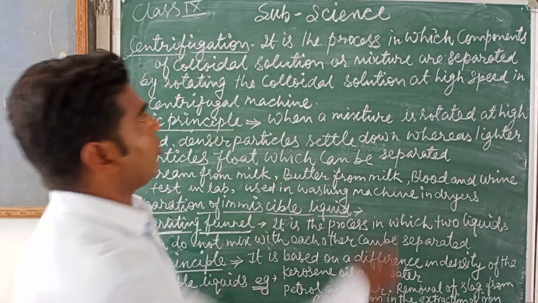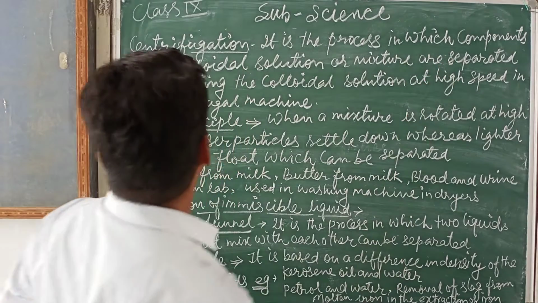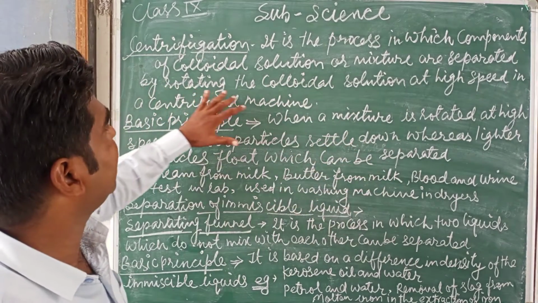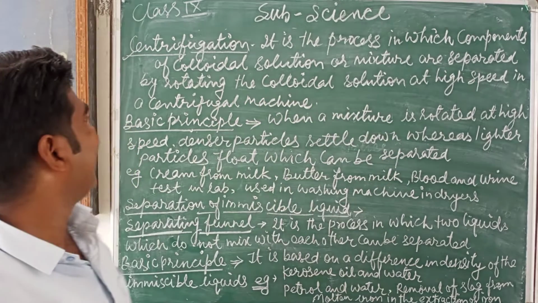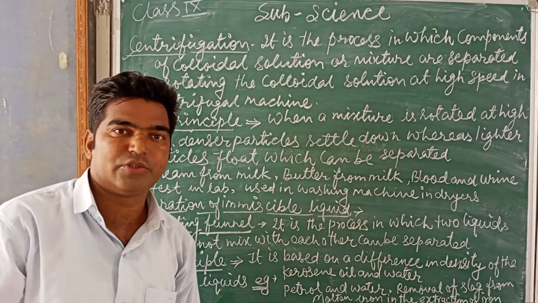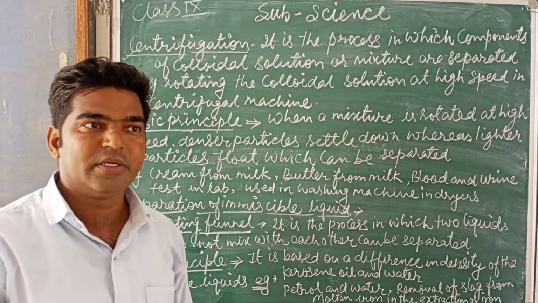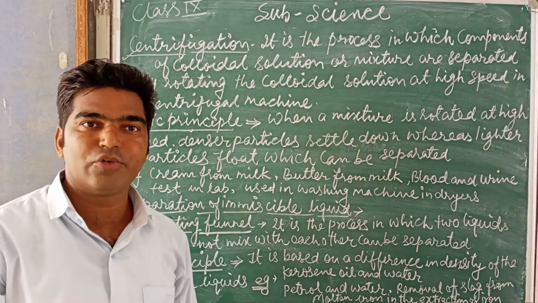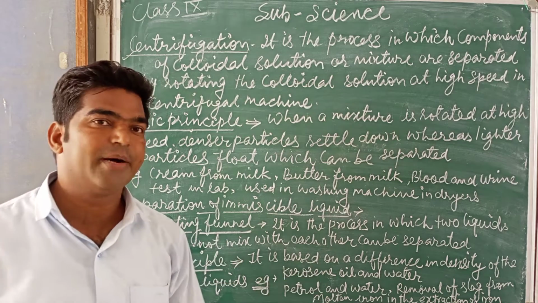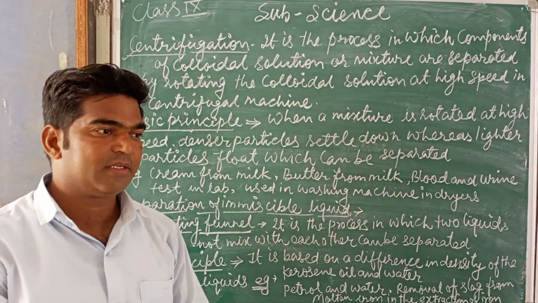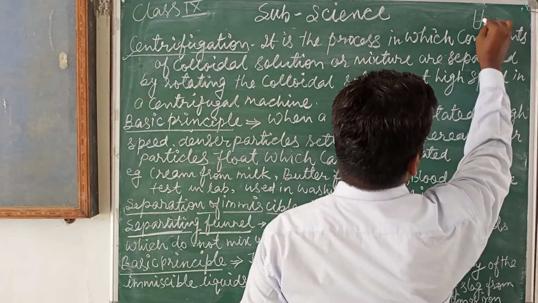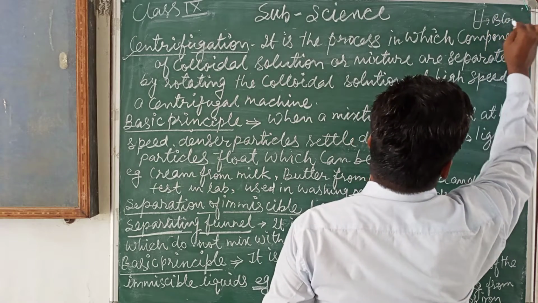It is the process in which the components of colloidal solutions or a mixture are separated by rotating the colloidal solution at high speed in the centrifugal machine. There is one centrifugal machine. So in that centrifugal machine, whatever colloidal solution we want to separate into different components, for example, simply we have a test tube. In the test tube we are taking the blood sample.